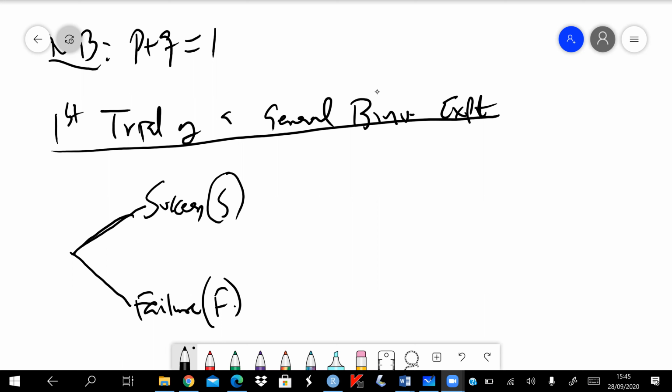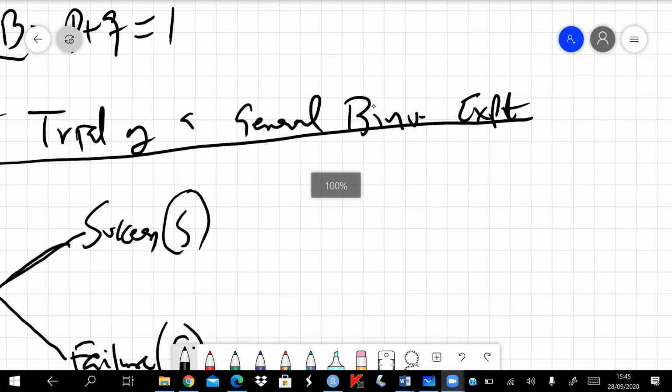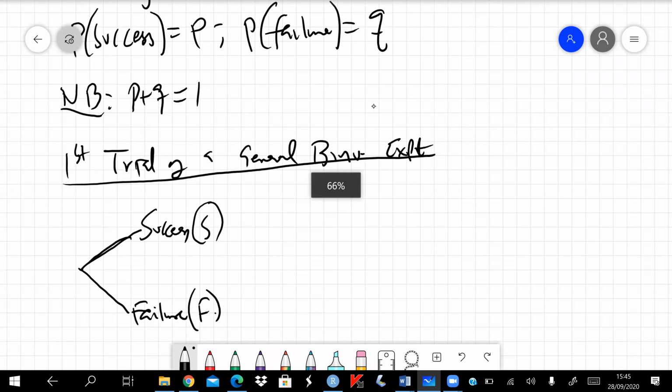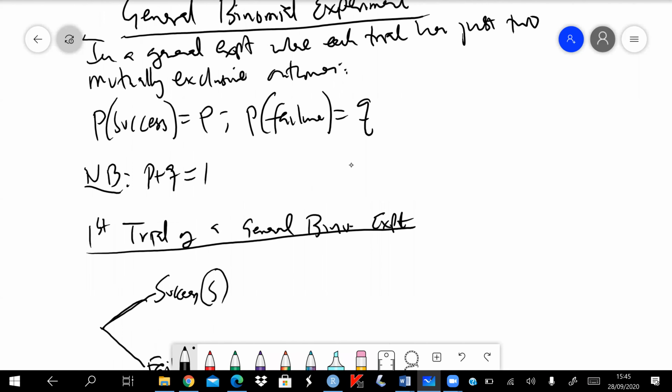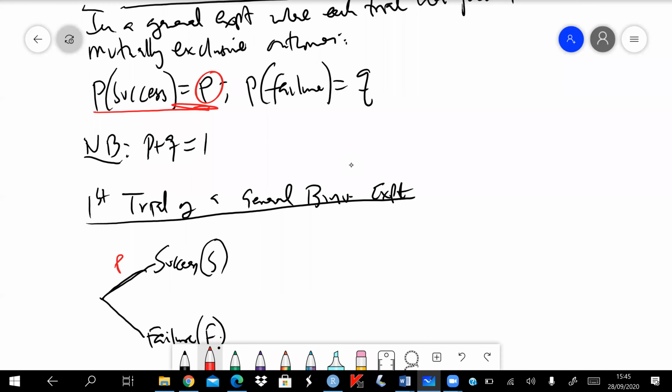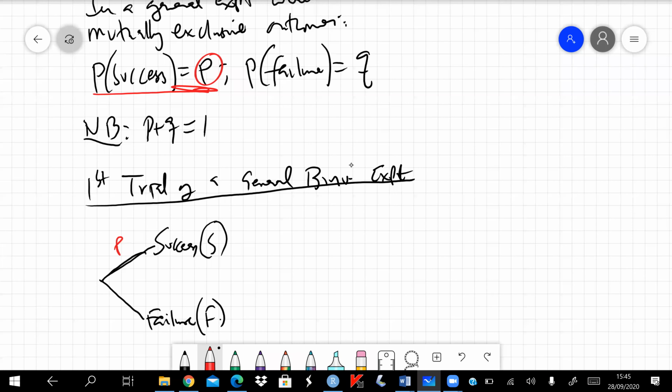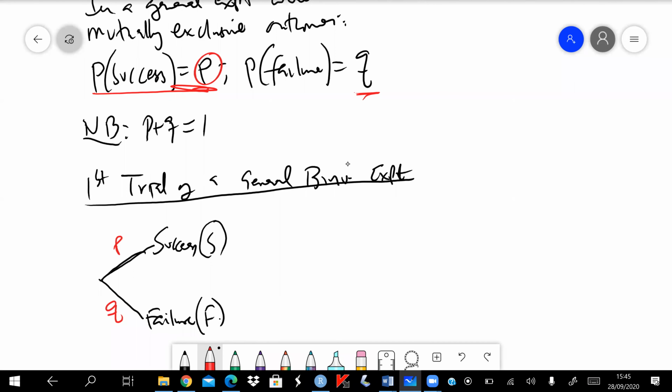Now 1/2 is possibly the probability of getting a head or tail if your binomial experiment is tossing a coin. But here we are not tossing a coin. We are doing a general experiment, and the answer is up here. When you conduct a general binomial experiment, the probability of success is this, P, and the probability of failure is this, Q.